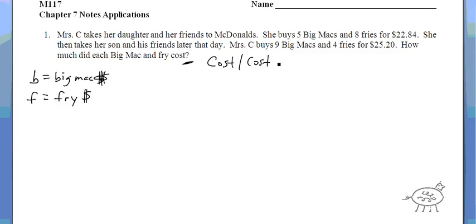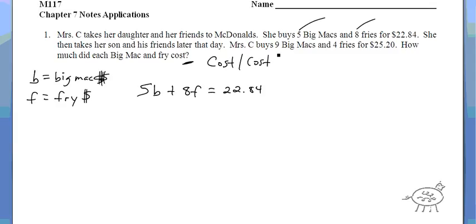Okay, so if B is the cost of a Big Mac and F is the cost of a fry, it says she buys 5 Big Macs and 8 fries, so 5 times the cost of a Big Mac, plus 8 times the cost of a fry, and that's going to equal $22.84. Very simple, real simple equation.